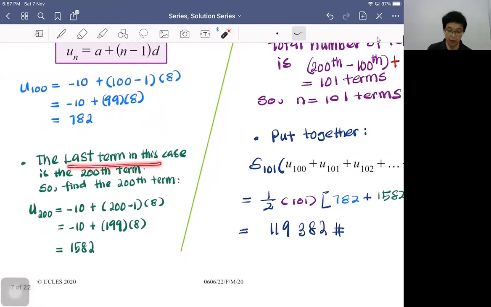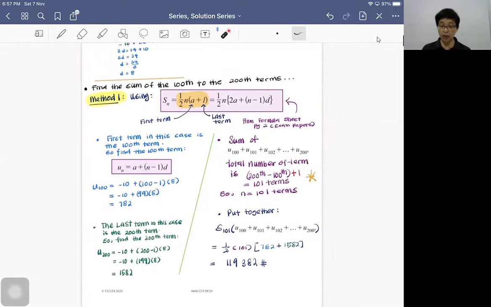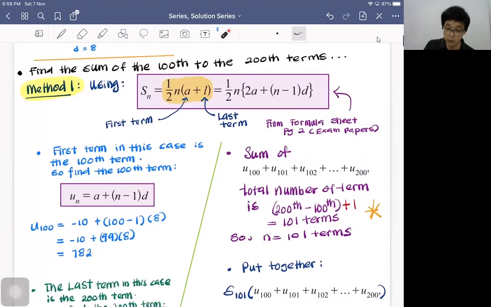And the last term in this summation is the 200th term. Therefore, let's find the 200th term. The same way, use the same formula, A plus n minus 1 times d. Now n is 200, so 200 minus 1, multiply the common difference, and you get that as 1582.